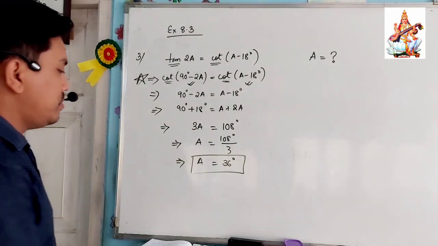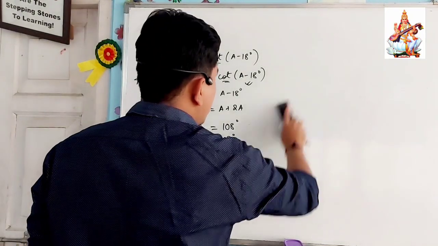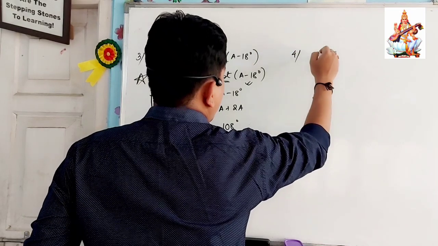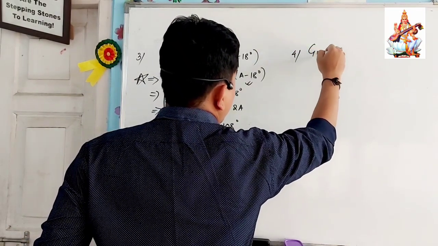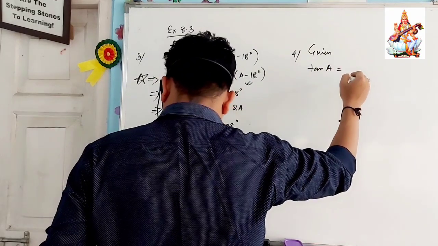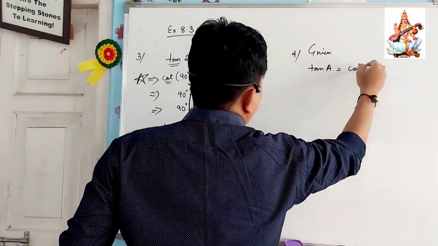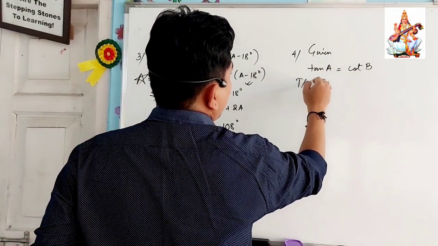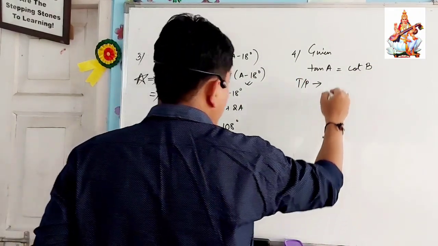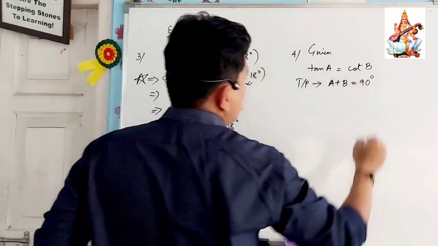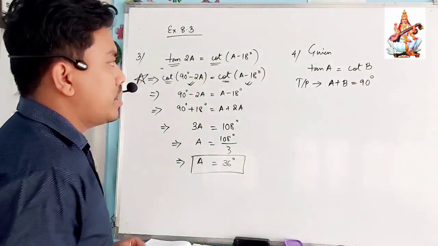Number 4. See what is given. In number 4 it is given that tan A equal to what? Cot B. Tan A equal to cot B. What we have to prove? We have to prove that A plus B is equal to 90.